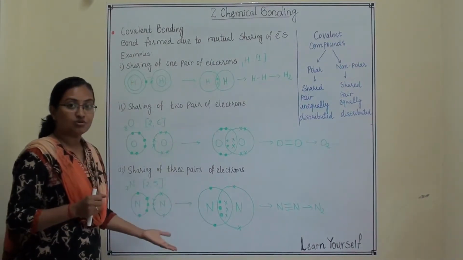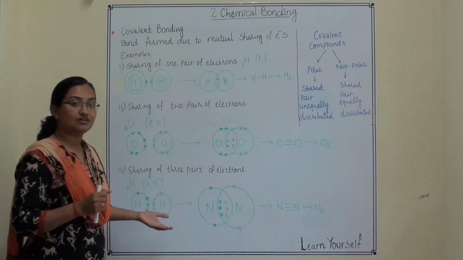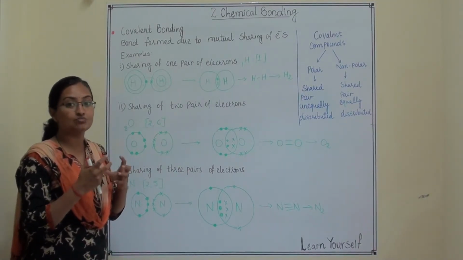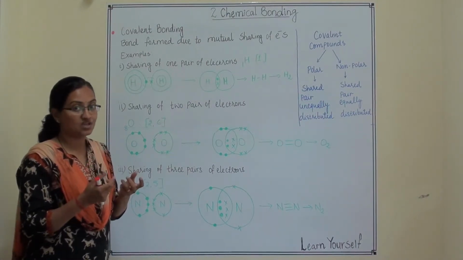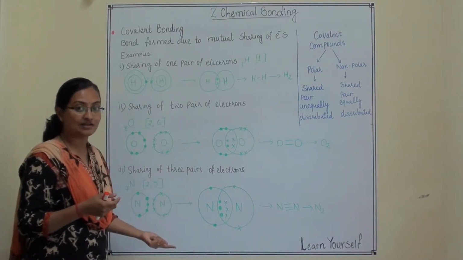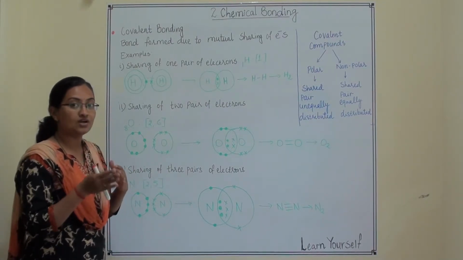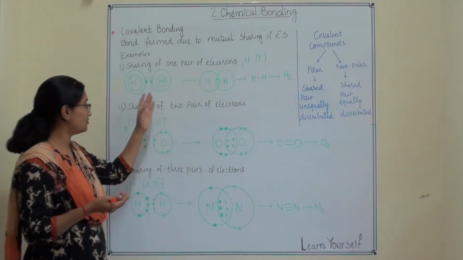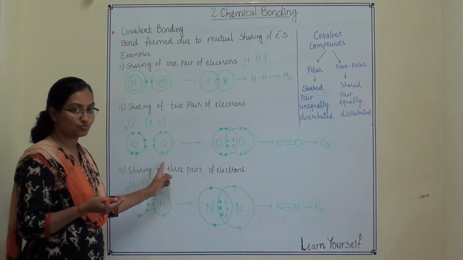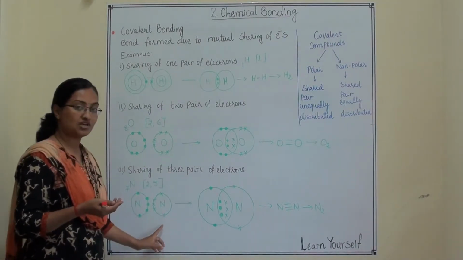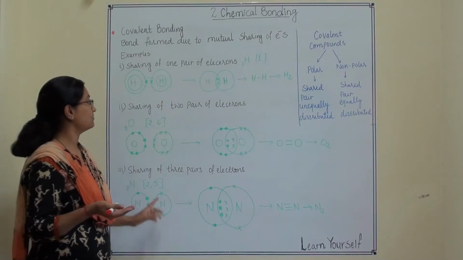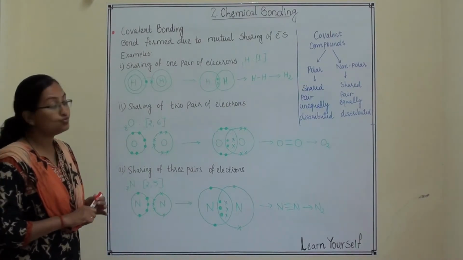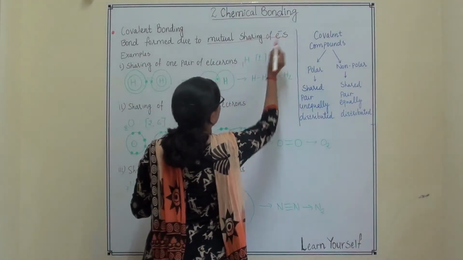So these are some of the examples. We will see them one by one and try to get an idea about how the electrons are being shared between two atoms of the same kind. We have taken all non-metallic atoms forming a bond with the same atom. Hydrogen will share electrons with another hydrogen, oxygen with another oxygen, and nitrogen with another nitrogen. So first, covalent bonding: the bond formed due to mutually shared electrons.